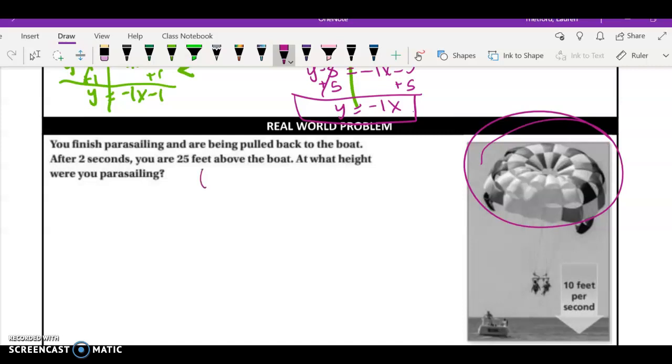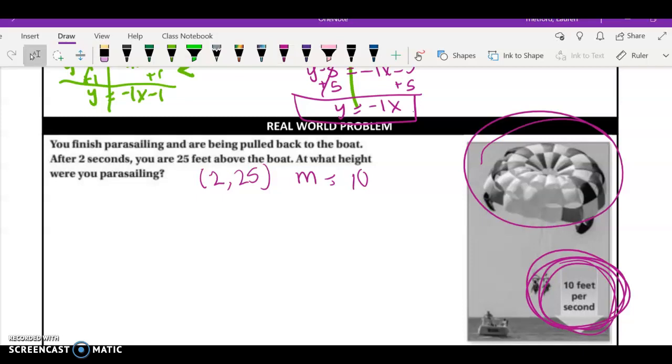So 2 seconds, I was at 25 feet. And in the picture you can see it told us that our slope is 10 because it's 10 feet per second. However, it's actually negative 10 because they're pulling us back to the boat. So our height is lowering as they pull us to the boat. So it's negative 10 feet per second.